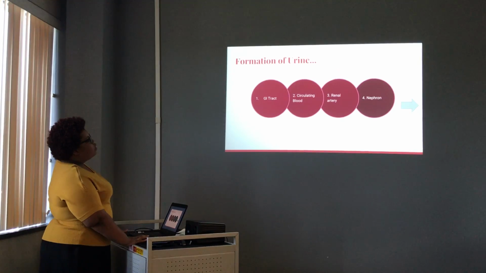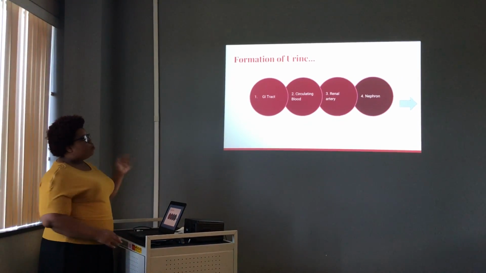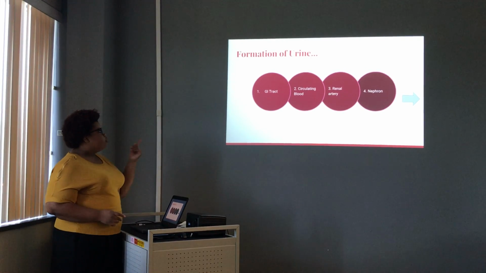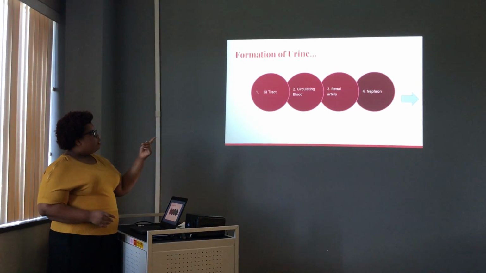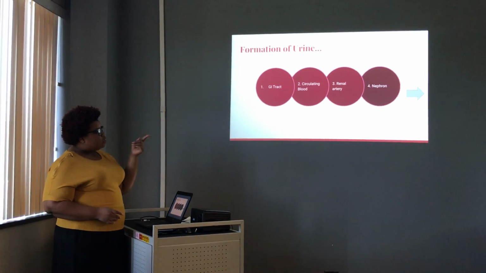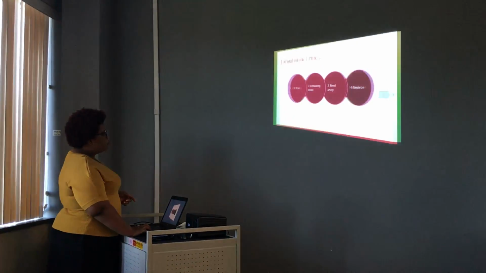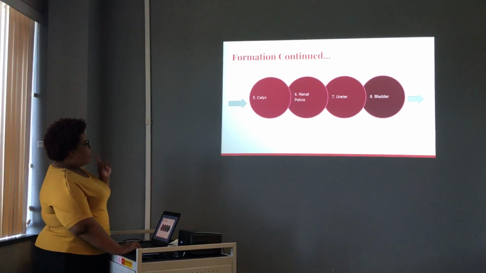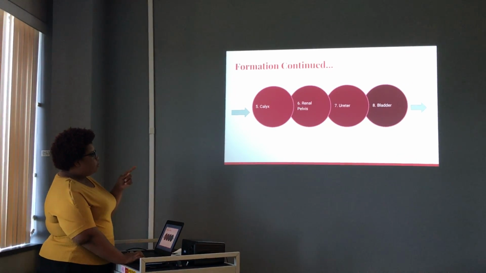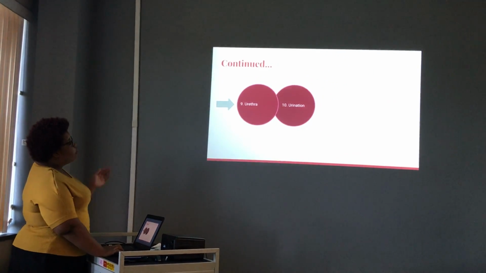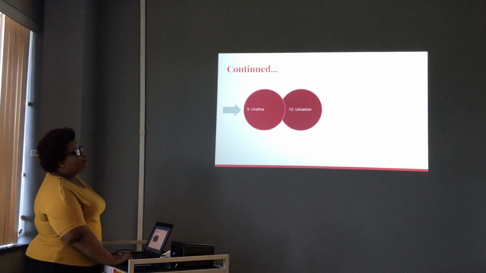This is a chart I've created with the formation of urine. So for the first step, you drink, and it goes through your GI tract. Then it starts circulating through your blood, and next it goes to your renal artery, which then goes through your nephrons. After that, you'll see it in your calyces, and then it goes to your renal pelvis, to your ureters, to your bladder, through your urethra, and then finally urination.